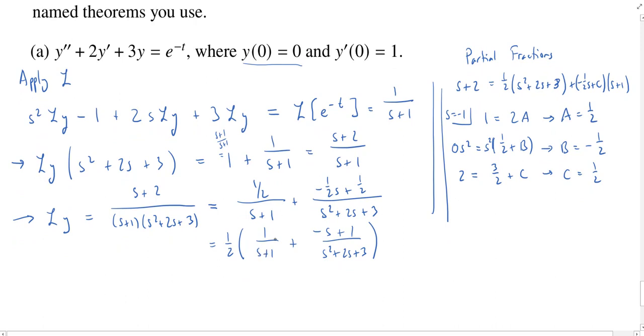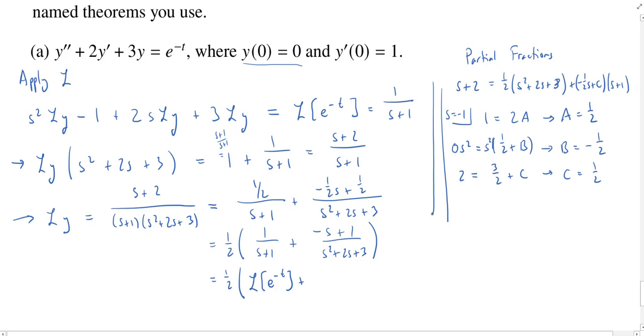So let's see. This 1 over s plus 1, we already know that from the table as being the Laplace transform of e to the negative t. In fact, we had converted it to 1 over s plus 1 up above. So I can view this as 1/2 times the Laplace of e to the negative t. Okay, now what about this second bit? Well, this is going to remind us a lot of one of our previous problems. We're going to want to rewrite the denominator by completing the square so that it'll look like something in our table.